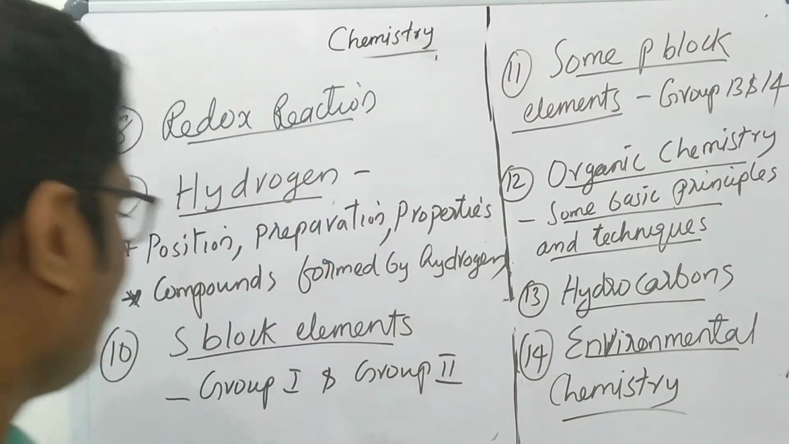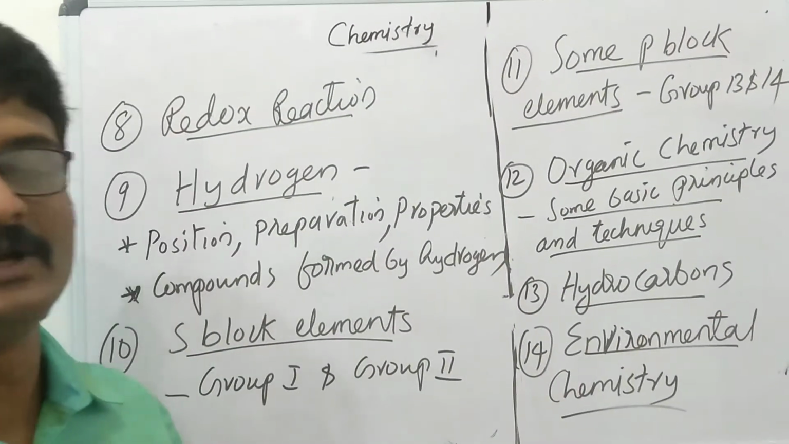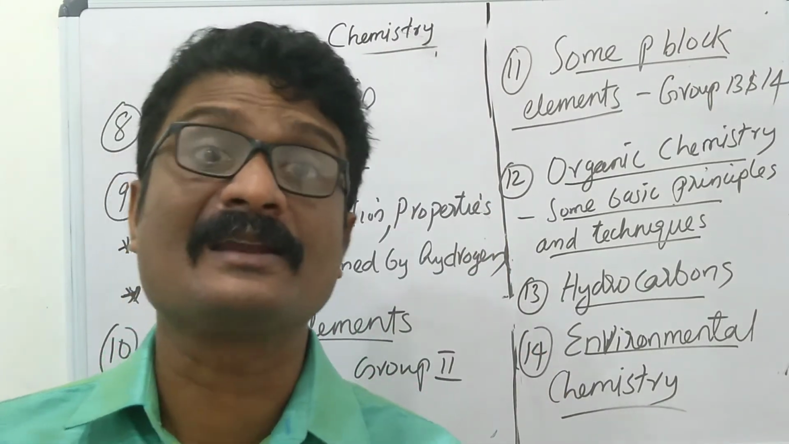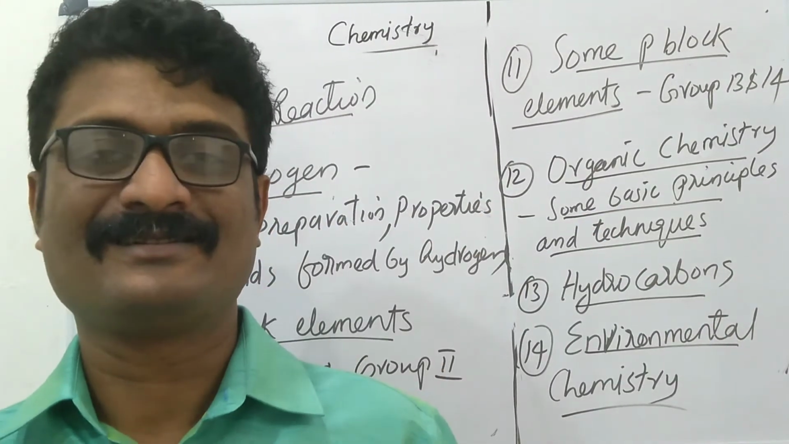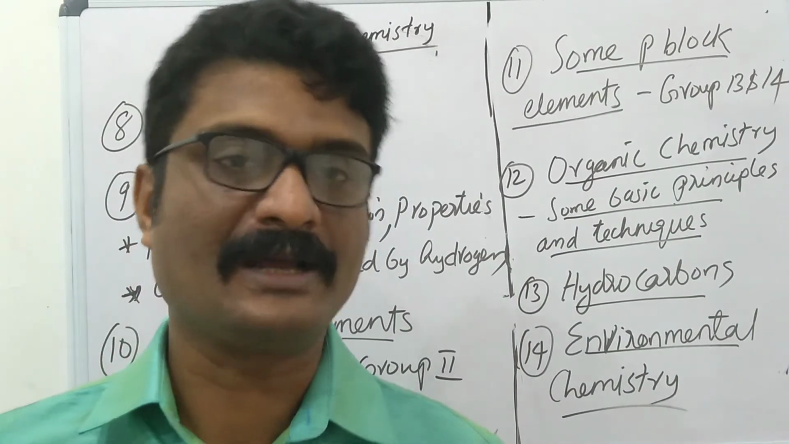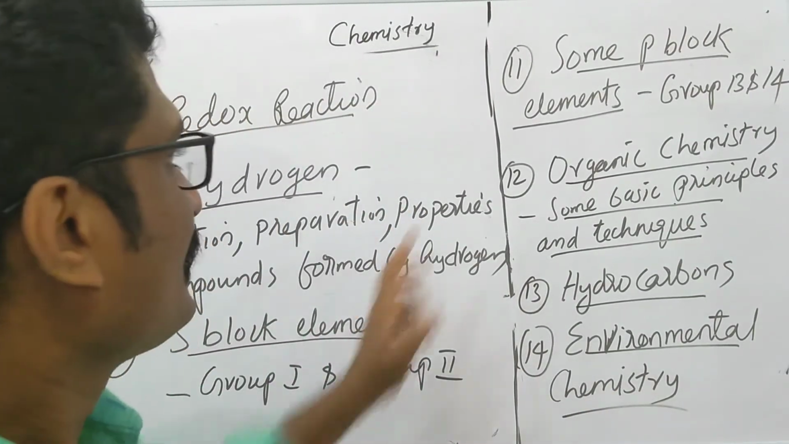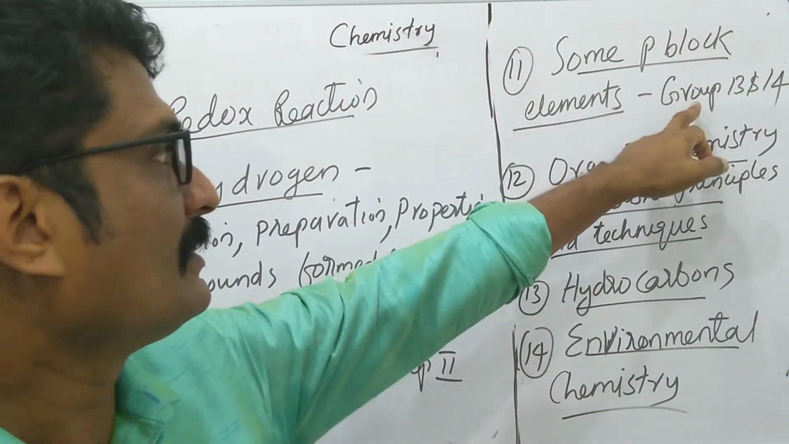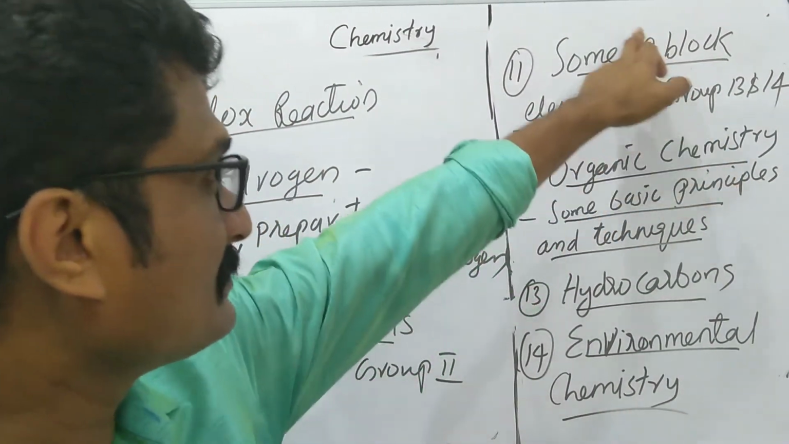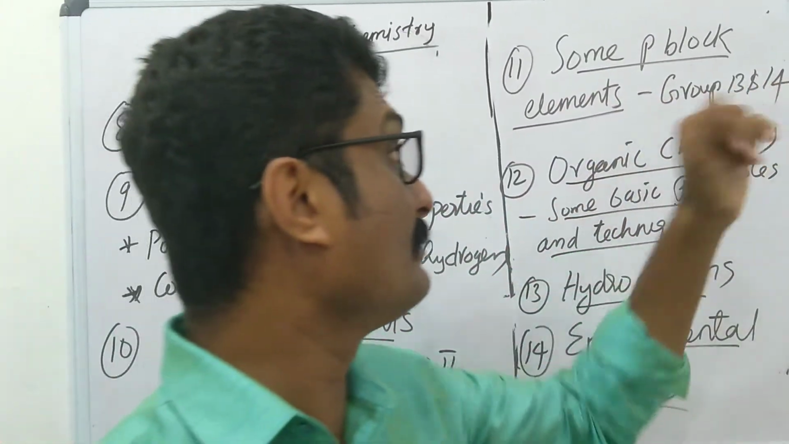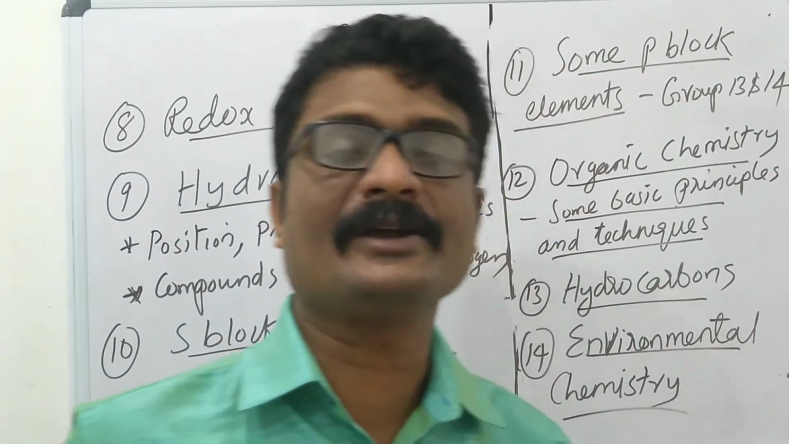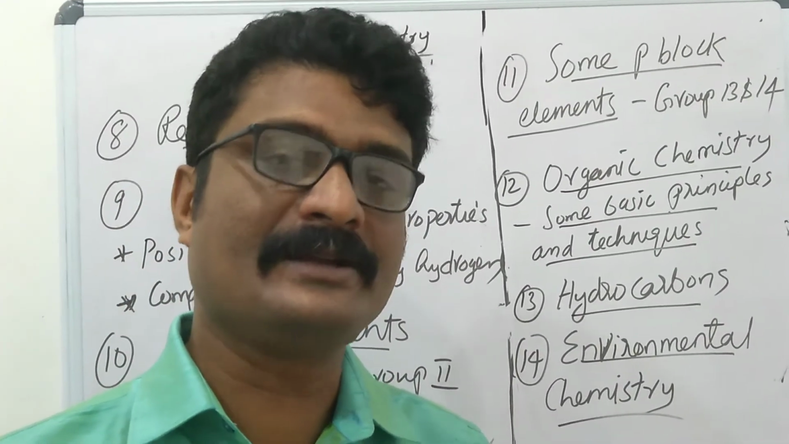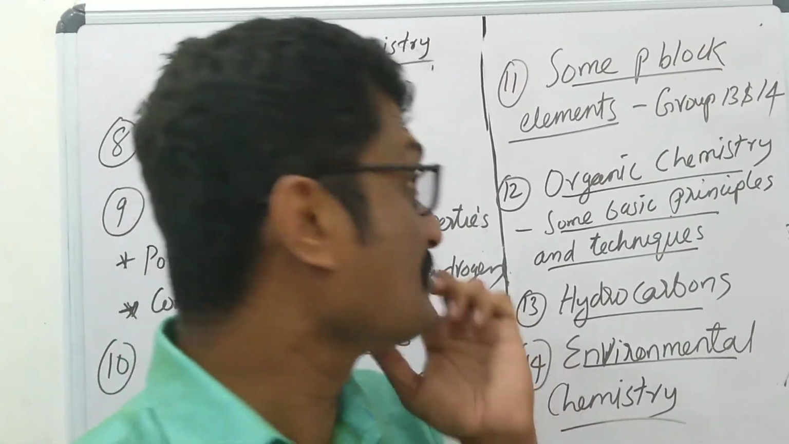Then s block elements. Group 1 and group 2 elements, that means alkali metals and alkaline earth metals, are called s block elements. Next, some p block elements. Under this heading, we will study about group 13 and group 14 elements. Then group 15 to 18 you will study next year.